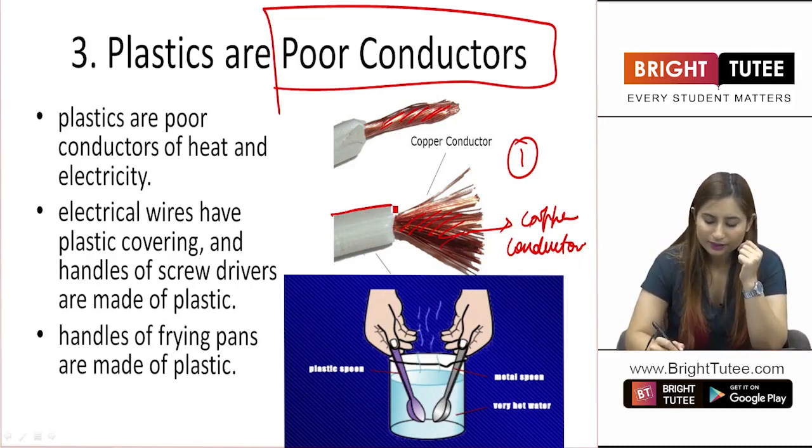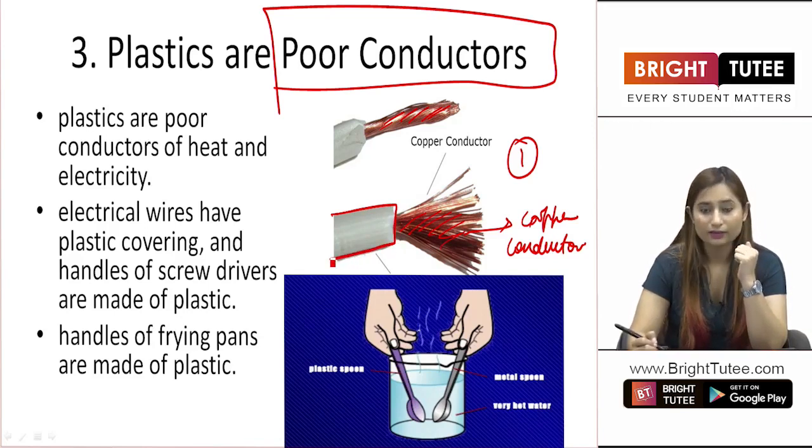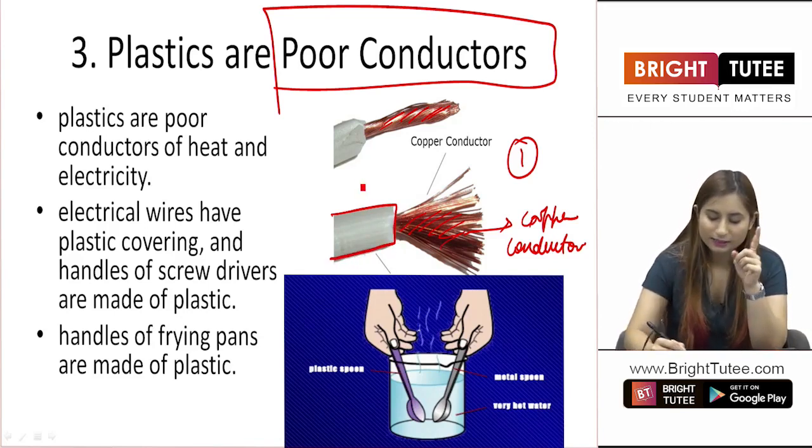Now it has a covering on it. This wire has a covering. This covering is basically plastic.